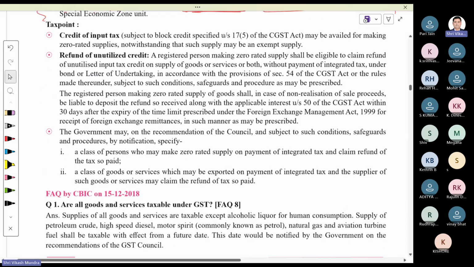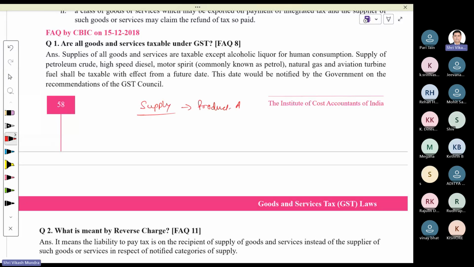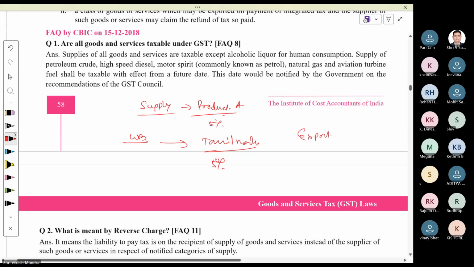What is the difference? Try to understand. Suppose I am supplying product A. Ideally, product A is subject to 5% GST. I am located in West Bengal. If I supply this product to a buyer located in Tamil Nadu, this product is subject to 5% GST rate. If I am exporting this, it will be considered a zero rated supply and I am not supposed to pay any tax on it.